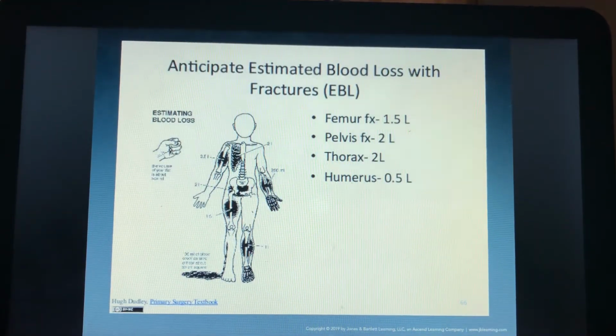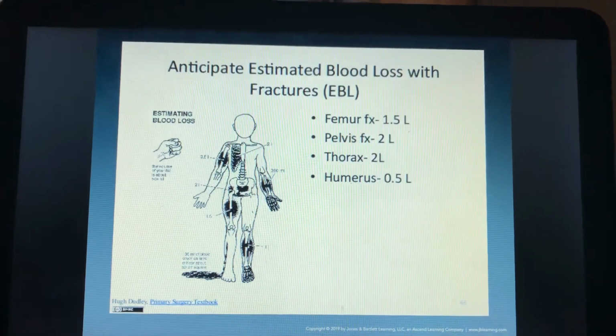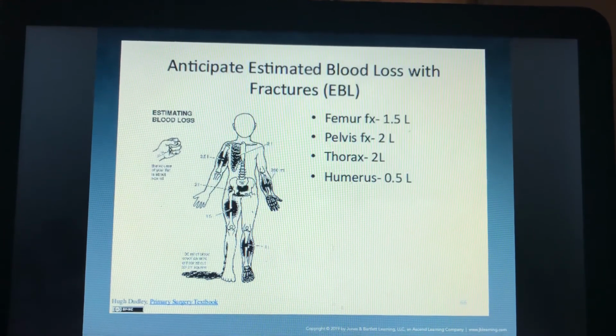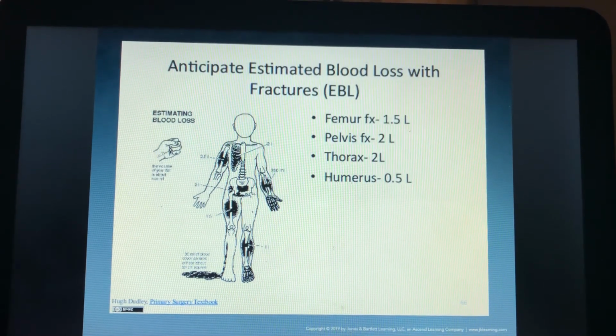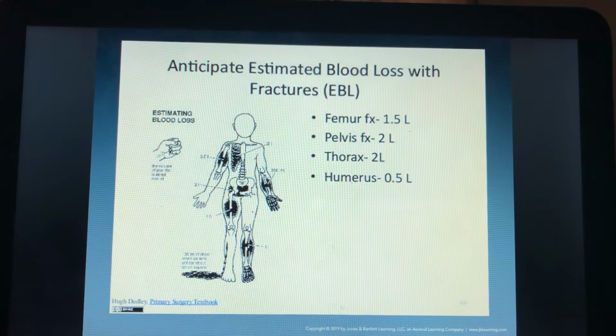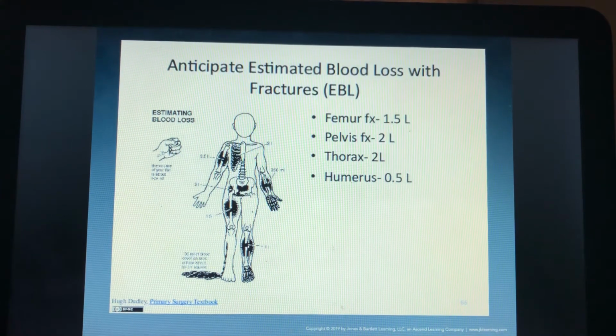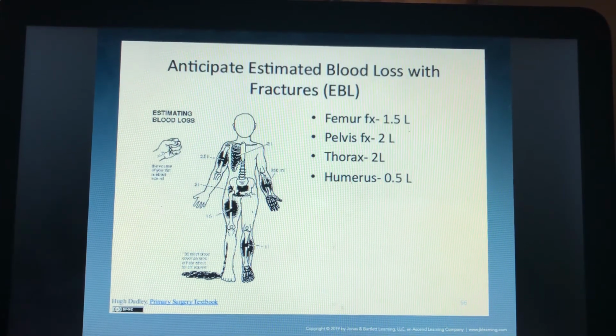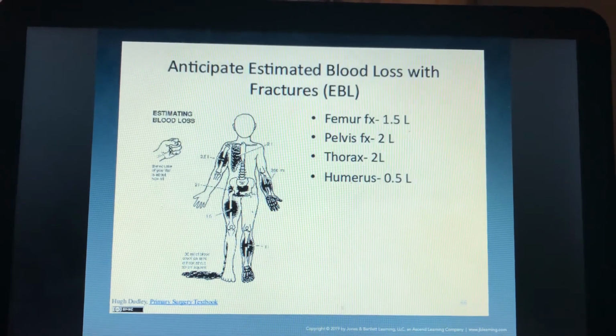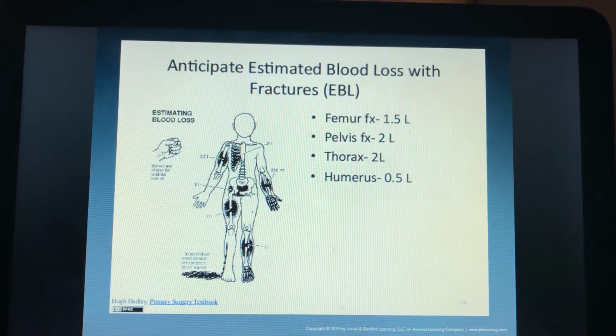Some areas of interest for bones and bone fractures. The femur can lose 1.5 to 2 liters of blood, which is 1,500 to 2,000 cc's of blood. Pelvis fracture, 2,000 cc's of blood. You can lose inside the thorax for hemothorax, 2 liters of blood or 2,000 cc's. See where this is going? You can actually have a broken bone and not see the bruising and have blood loss due to the fact of a broken bone or an area where blood can leak out into a cavity.